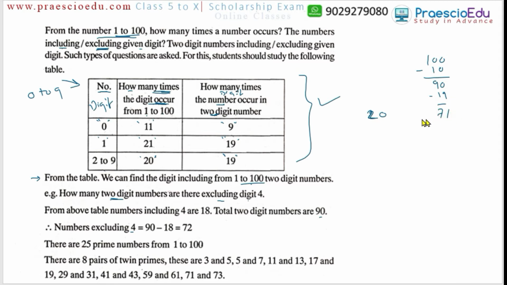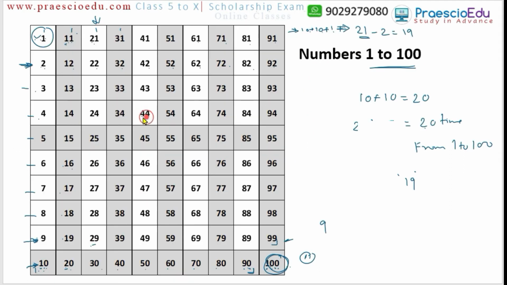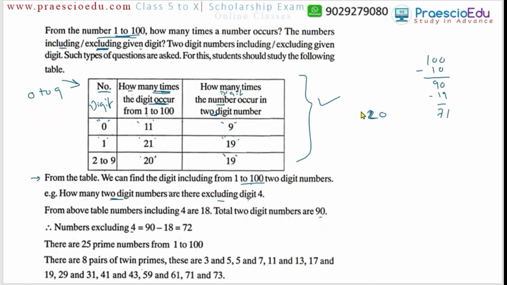But the important thing: only the two-digit numbers excluding the 4, but 44 is the number here where the digit occurs two times. But now we are counting for the number, the complete number. Means we have to reduce one more time. One we have extra, so we have to reduce here 18 instead of the 19. So this answer comes to 72.